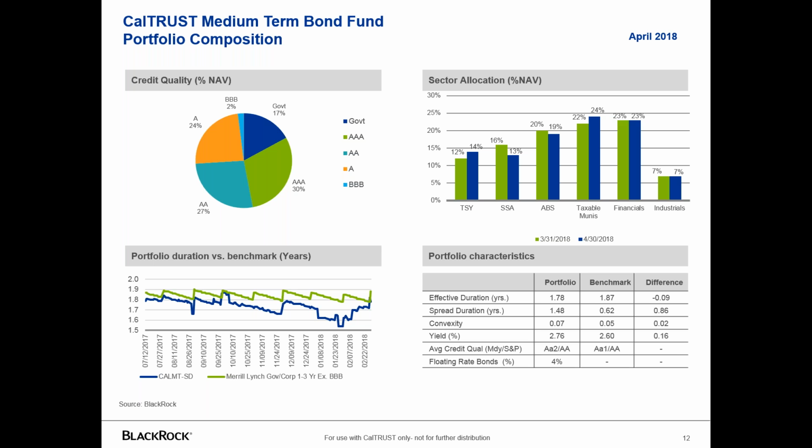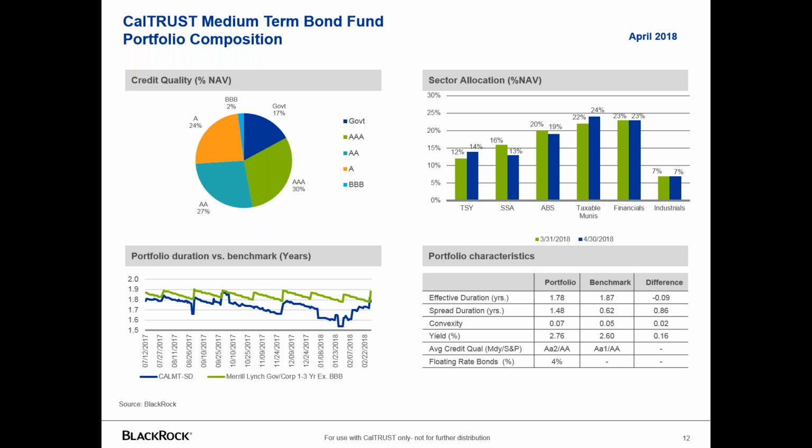And what we've actually done in this portfolio is increase some of our taxable muni exposure and treasury exposure, and reduce some of our higher quality supranationals, or securities that are trading relatively rich in the market. So modest overall change from an allocation perspective.